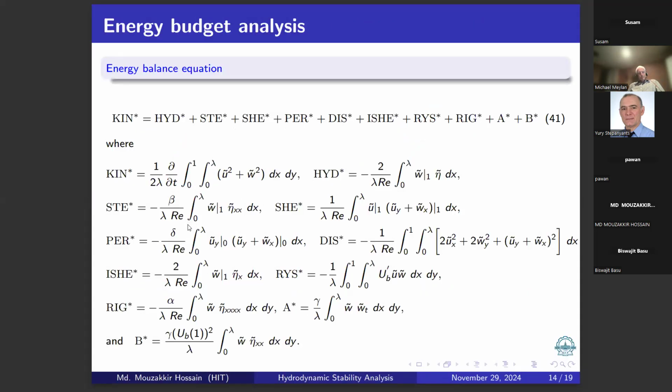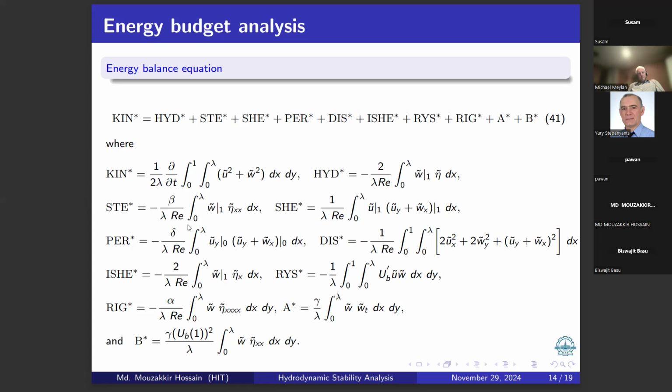So also we have done that energy analysis. As I told you, from the Chebyshev collocation method, one can find the corresponding eigenvector, that means the eigenfunction. From the eigenfunction, I can derive all the energy components which are mainly responsible for the instability that is created due to the air shear. This is given in equation 41.